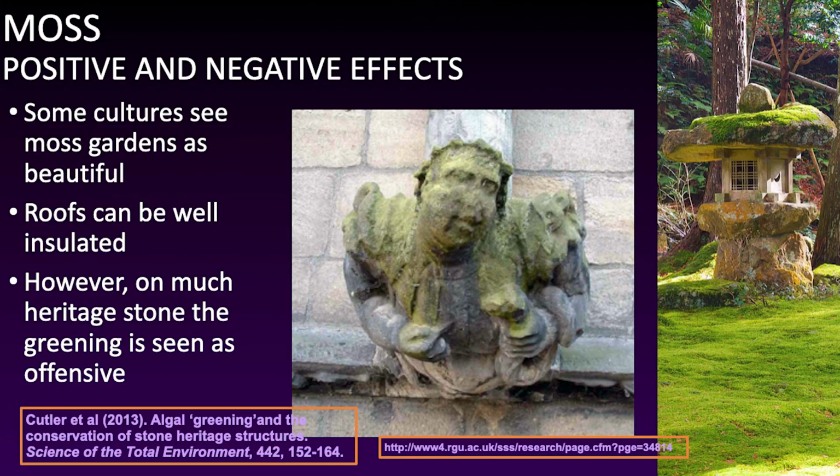Moss can have both positive and negative effects. I mean, it can kind of be protective and insulative. So some people will have it on roofs as a form of insulation. And of course, you can actually have moss gardens where the moss is a feature of a particular park, garden, landscape. However, on stone in general, it's negative.